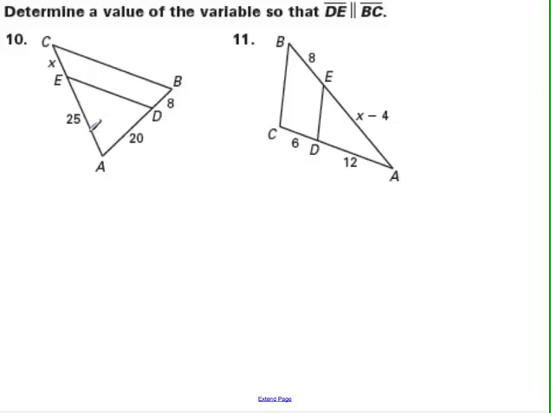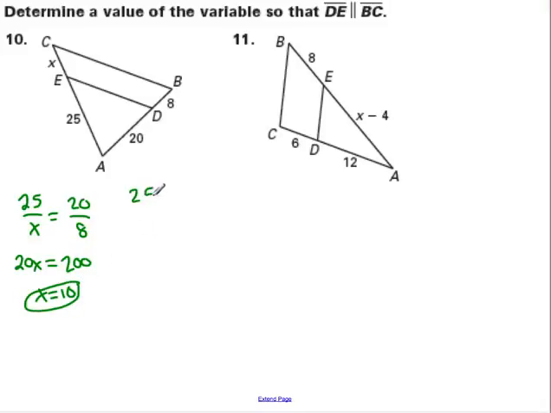Determine the value that makes these lines parallel. Again, we'll set up some sort of ratios, and there's a lot of different options that we can do. I'll just say 25 over x is going to equal 20 over 8. If we cross multiply here, we'd have 20x equals 8 times 25, which gives me a pretty big number. That'd be 200, and then x would just equal 10. Piece of cake. You could also set this up as 25 over x plus 25, so that whole side, and you could say that's 20 over 28.